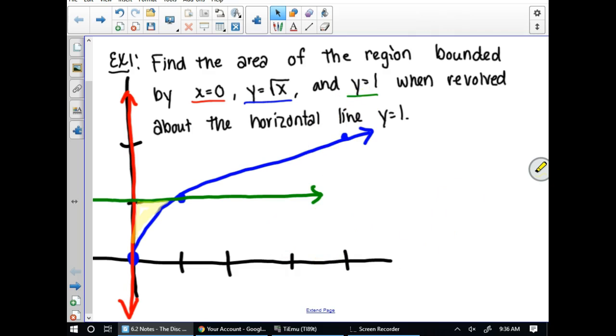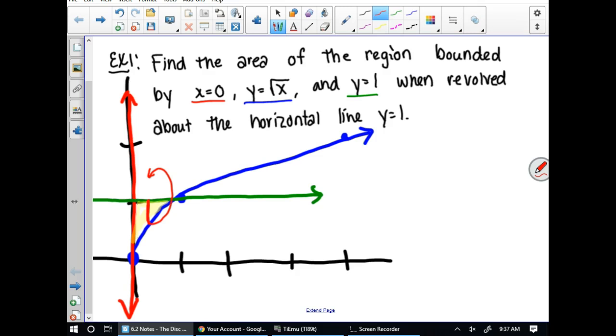All right, so in this case we are revolving around the horizontal line y equals 1. When you're revolving around a horizontal line, it means everything's in terms of x. So even if it's not the x-axis, if it is another horizontal line, everything's in terms of x. So we're taking a little piece right here, and we're revolving that around our y equals 1 line. Will this one have a hole in the middle of it? It will not. So this one in particular will not have a hole.